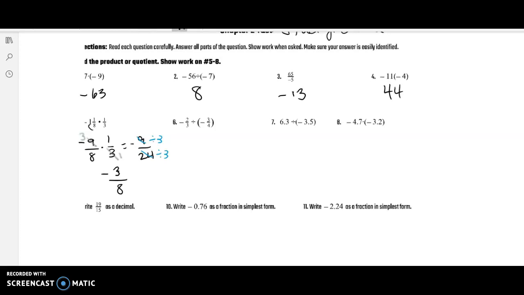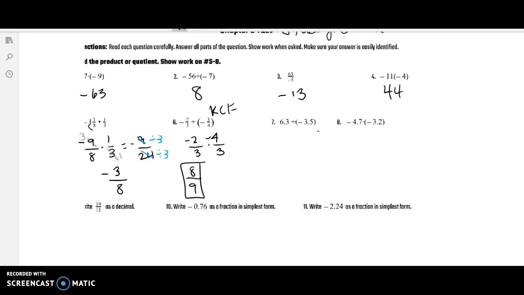This is division. We have to keep change flip. So we have negative 2/3 times, because we have to change the division sign to multiplication, and we flip, which is negative 4 over 3. Multiply straight across, and we get positive 8 over 9.